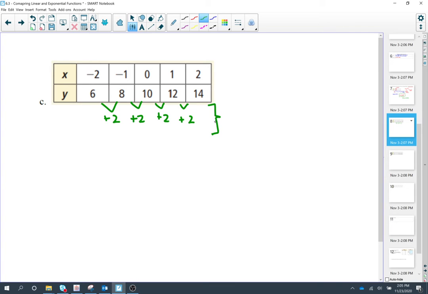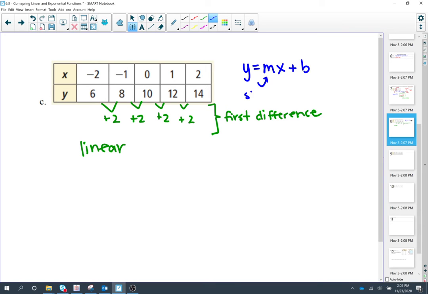Well, this is addition, so this is called a first difference. If you go back and look at our chart at the beginning, it's not a common ratio, which means if our first difference is the same, this is a linear function. Now, if we're doing a linear function, that's y equals mx plus b. And remember that m is your slope and b is your y-intercept.